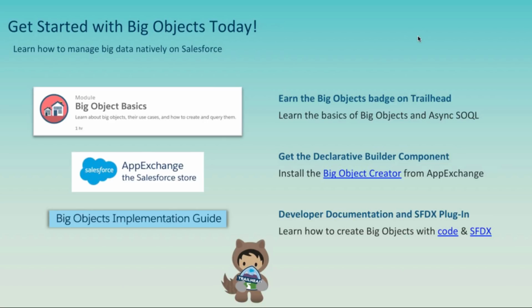But if you want to learn a little bit more first, I would recommend you try out our Trailhead module on big objects to learn the basics, not just of how to structure and create a big object or what some of these use cases are, but also how to use Async SOQL to create operations against that big object data. Then, of course, use this link to go to the AppExchange and get the custom big object creator, which is the component that Mike and his team built to make big object creation a simple and declarative process.